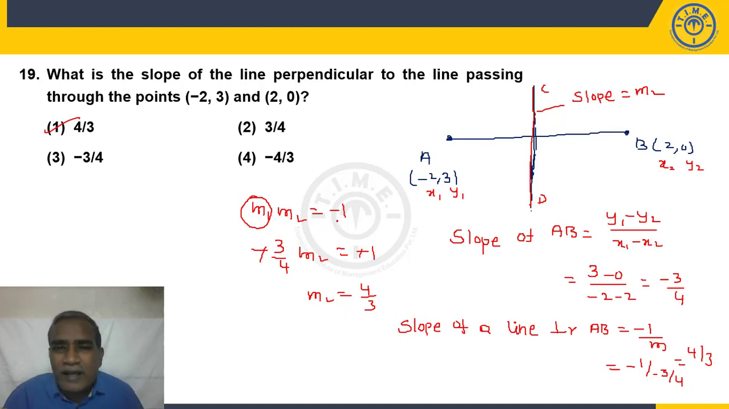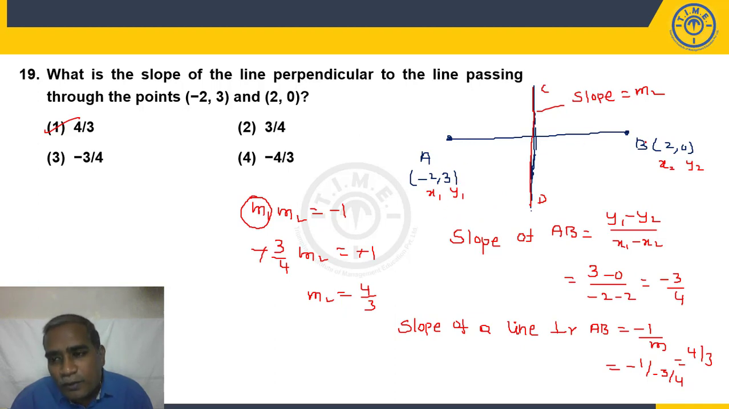If two lines are parallel, slopes are equal. Lines are parallel, slopes are equal. If slopes are equal, lines are parallel, and vice versa. Okay. Lines are perpendicular, product of the slopes is equal to minus 1. Clear? Don't confuse.